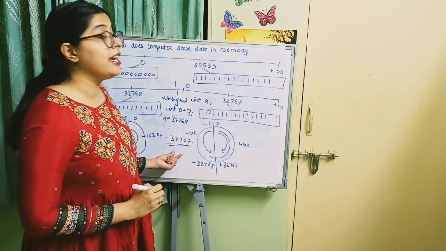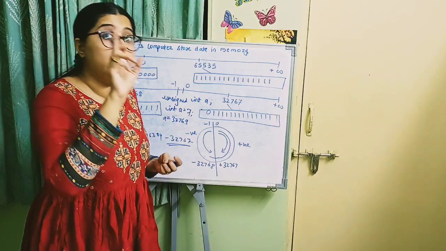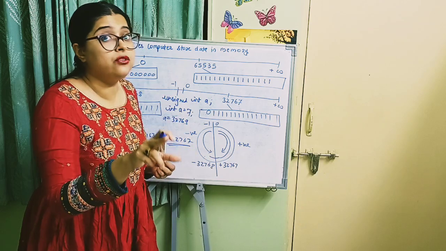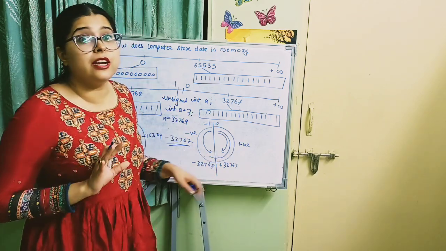So it will store a negative value. It will store a negative value, but you had allocated a positive value. Why is it storing a negative value? Because it is not fitting within the range. The same is true for negative numbers also.